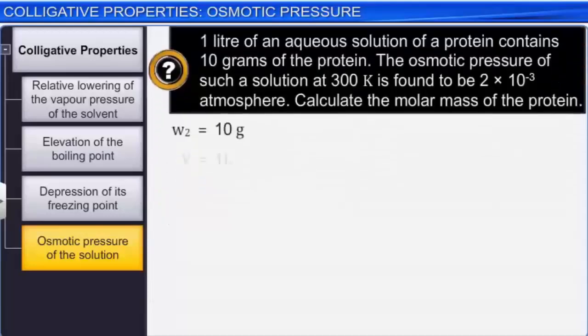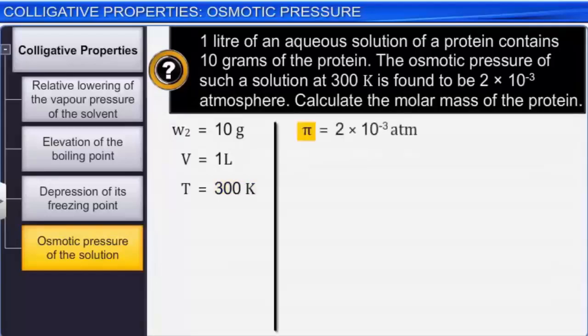The given variables are W2 is equal to 10 grams, V is equal to 1 liter, T is equal to 300 Kelvin and pi is equal to 2 multiplied by 10 to the power minus 3 atmosphere. M2 needs to be calculated. Also, R is equal to 0.082 liter atmosphere per Kelvin per mole.